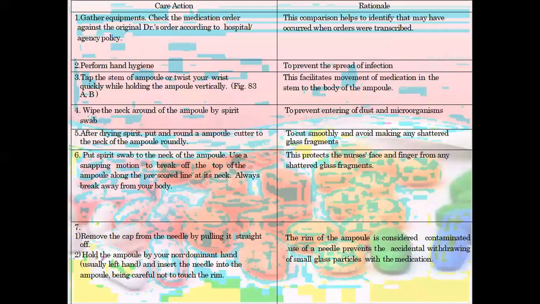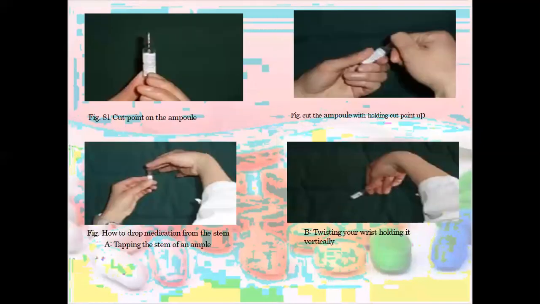इसमें क्या हो सकता है, when we touch the rim of the ampoule it is considered as contaminated. Use of a needle prevents accidentally withdrawing small glass particles. जो ग्लास पार्टिकल है वो मेडिकेशन के साथ अंदर जाने के चांसेस होते हैं. So we have to prevent that. So in this picture you will see the cut point on the ampoule. ये जो है, this is the neck of the ampoule. ये एम्पुल का नेक है and this is the body.